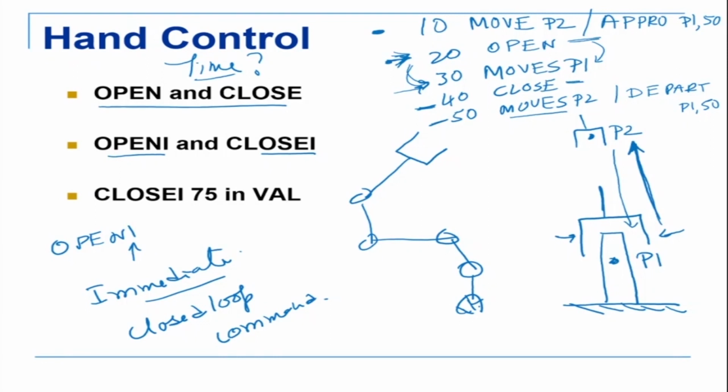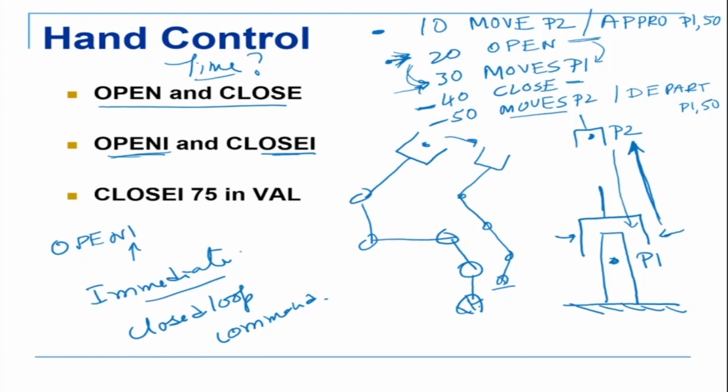Now, you might be wondering, then why not always have open I and always have close I? Why have open and open I, close and close I? So if the robot is just moving in space, going from one point to another point and not doing specific pickup applications, then we can simply use open. Okay, so when the robot is moving, it's also opening. It's okay, there's no problem.